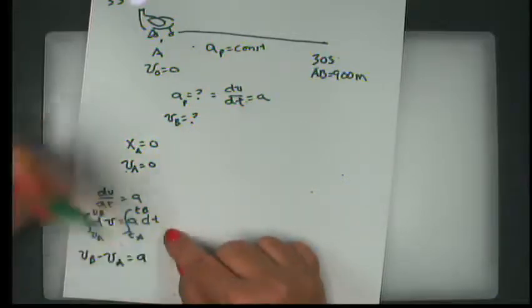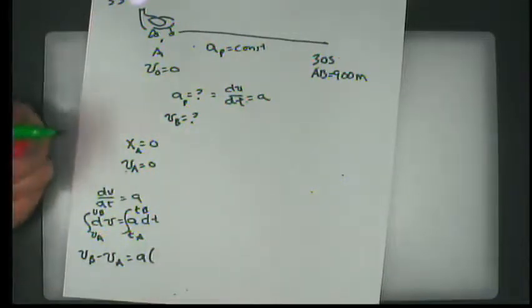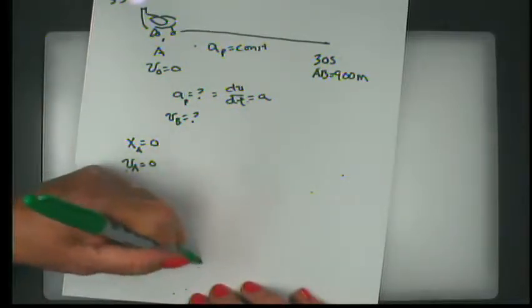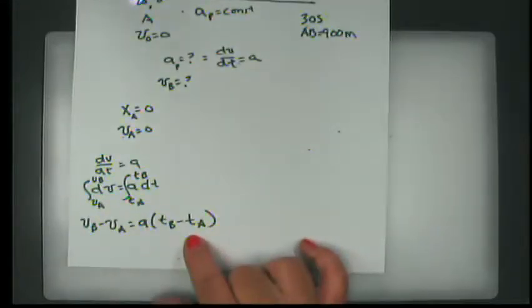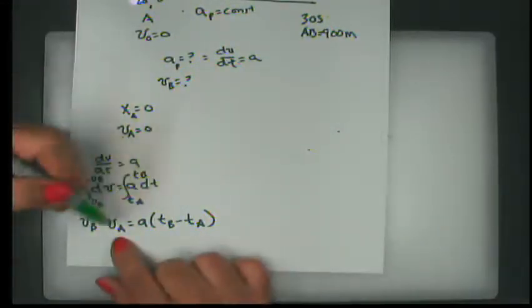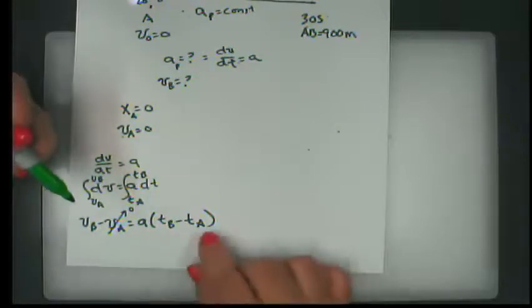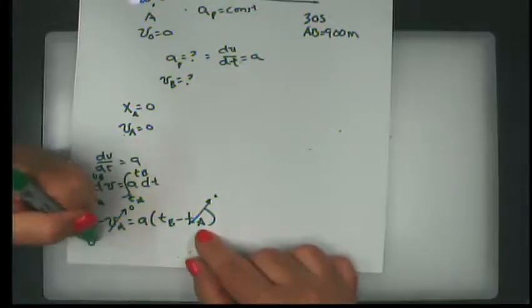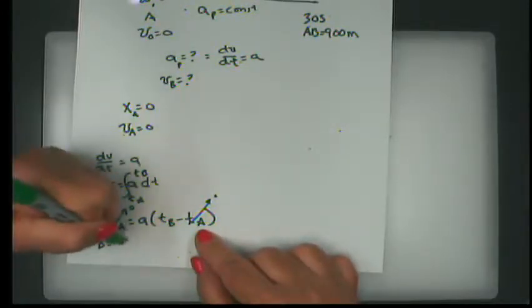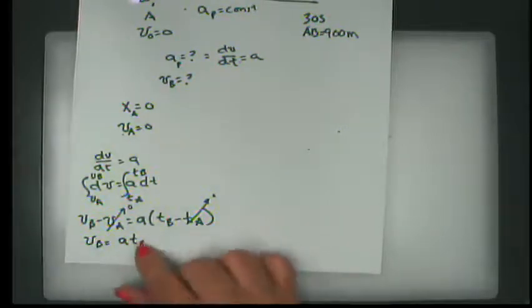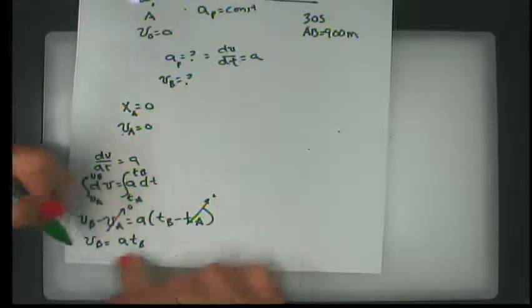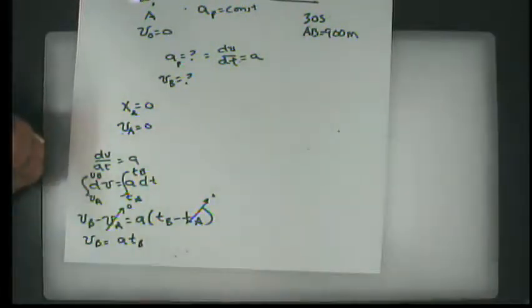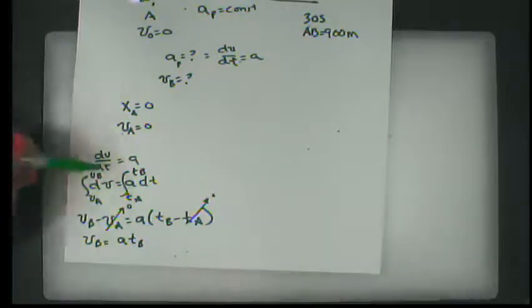Acceleration is constant, so it comes out of the integral sign, and this just becomes the integral of dt, or the antiderivative of dt. So it's tB minus tA. Further, we know that the velocity at A is equal to 0, and the time at A is equal to 0. It means that I can say that the velocity at B is equal to the acceleration times the time. Okay, well, I don't know the velocity at B. I do know the time, but I don't know the acceleration. I just know that it's a constant.